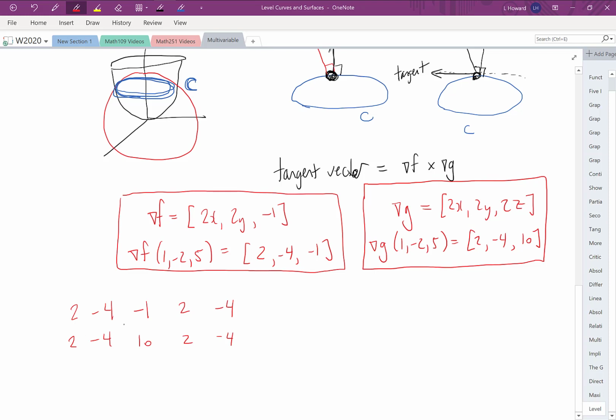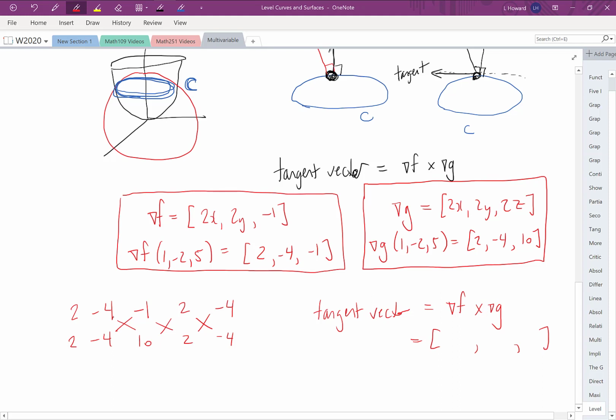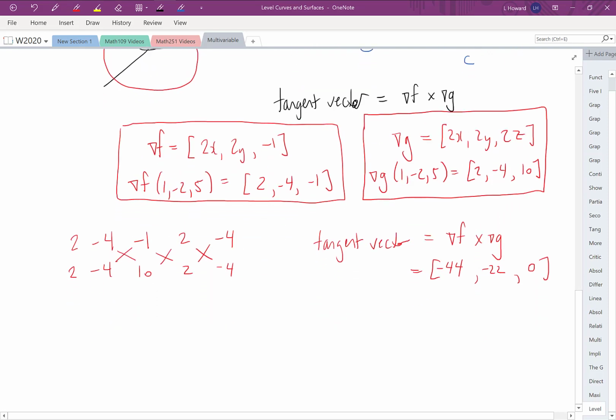First column, just a placeholder, and then we're going to take these little 2x2 determinants to create the three components of the cross product. So what's coming up here is our answer. We're getting the tangent vector: gradient of f crossed with gradient of g. Okay, so first 2x2 determinant, -40 minus another 4 is -44. -2 minus 20 is -22. And then the last 2x2 determinant is 0. So our tangent vector is -44, -22, 0.